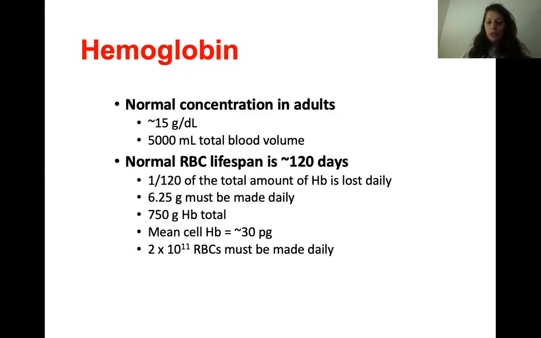And we know that the mean cell hemoglobin, we said, is 28 to 34, so it's around 30 picograms. So we need to make around 2 multiplied by 10 to the 11 red blood cells every single day in order to maintain normal concentrations of hemoglobin in the adult body.